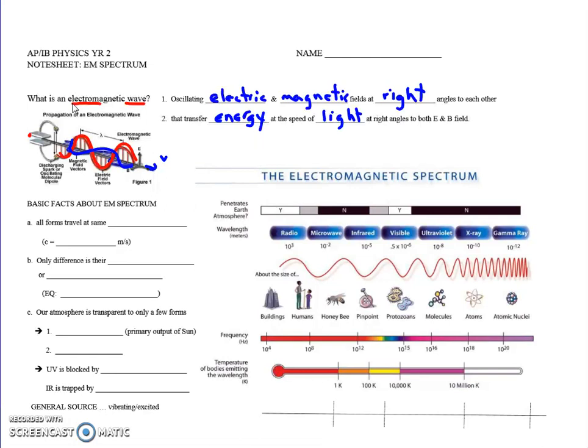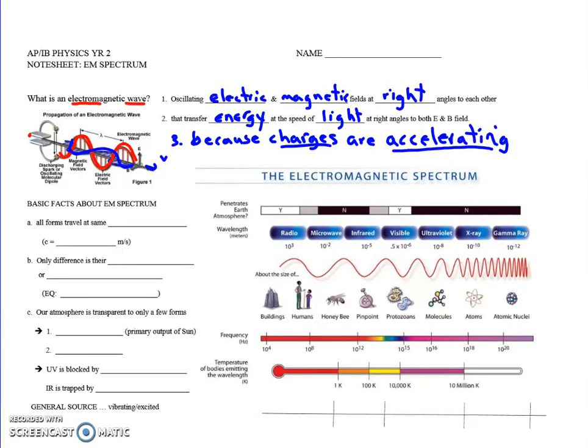Okay, I want to finish up on this. Let's add a third line here, because charges, right, that's very, very important. It could be electrons, protons, ions, anything, are, in the most general sense, accelerating. Okay, there's lots of ways you can make charges accelerate. What we're describing off to the left is oscillating them back and forth. You could have charges moving at a constant speed and stop them suddenly, and you would get electromagnetic radiation.